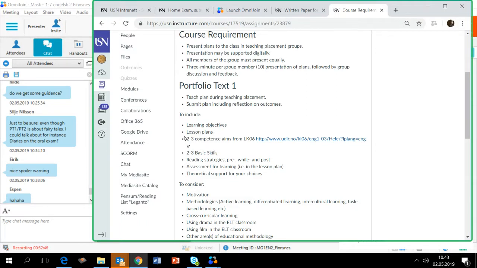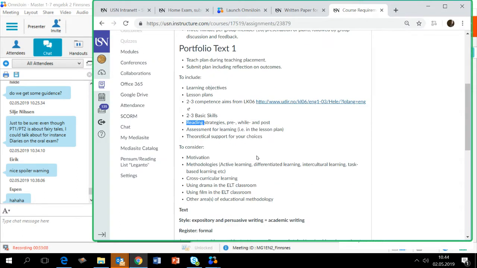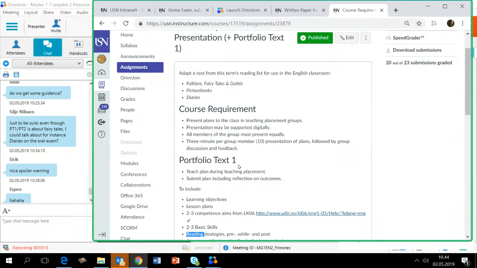You might want to refer to, you're asked to bring in some competence aims and basic skills. As we're talking about texts, reading strategies, but could also be watching strategies. Everything goes into this. That's a TBL thing, isn't it, for me? A pre, task, and post. Thinking about assessment for learning, and of course, theoretical support for your choices. And whether they were correct or not, or whether you changed them or what you learned from them. So I do understand at this point that maybe it wasn't made clear, or we've got different results.